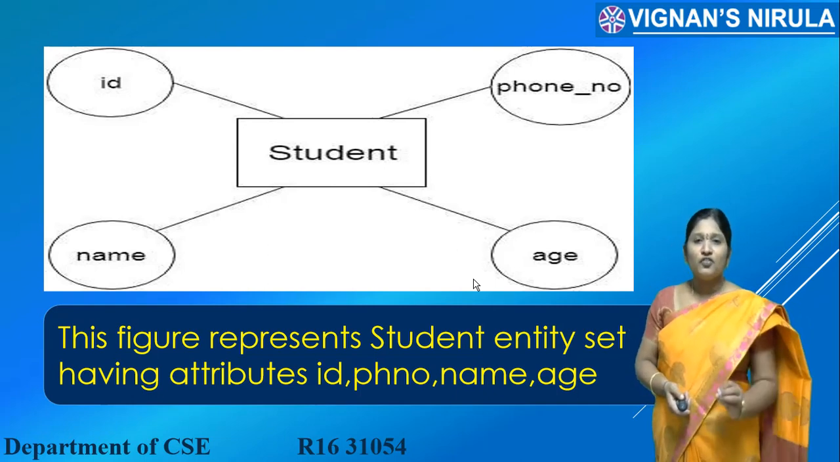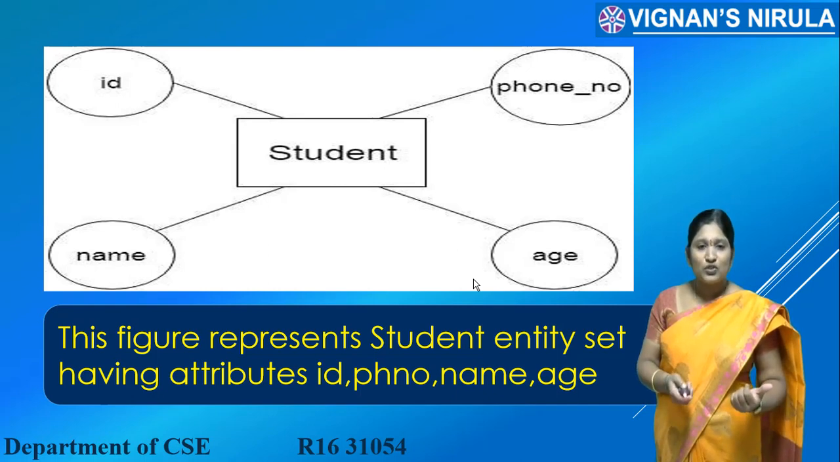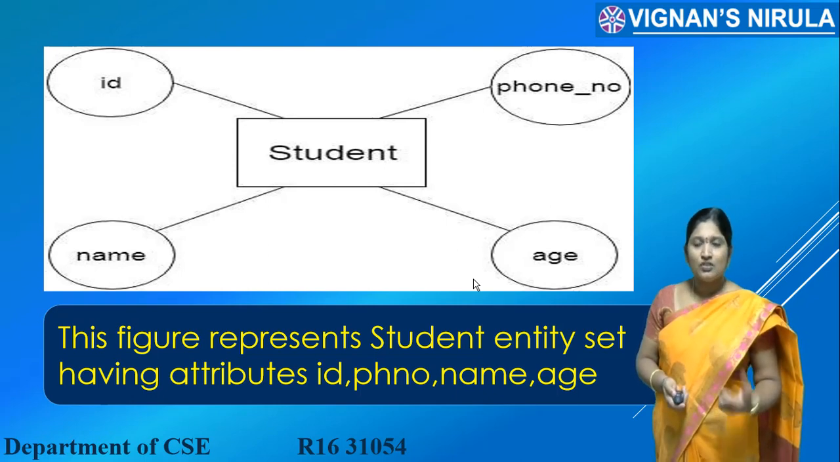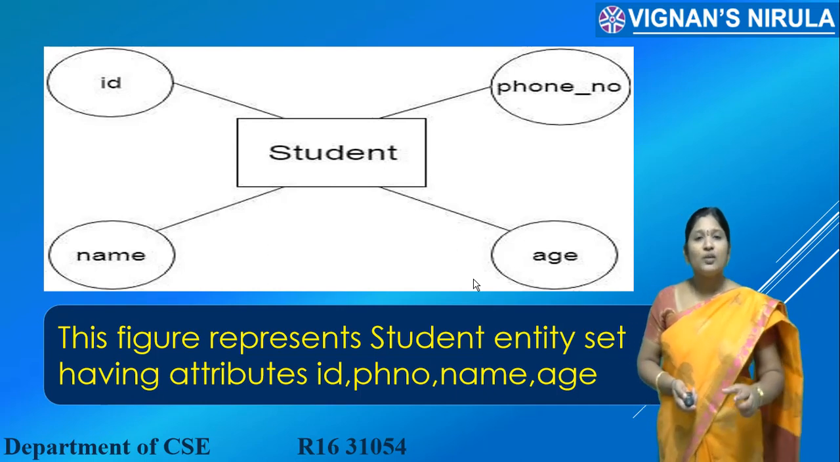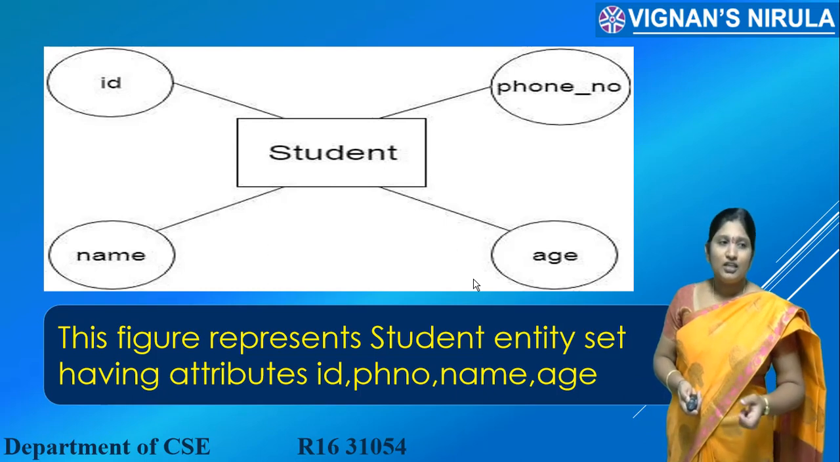That means, in brief, entity sets in the ER model can be depicted by means of a rectangle symbol with the name of that entity set written inside, and all the attributes of that entity set are drawn using oval symbols connected to that entity set by means of lines. So this is the way we model entity sets in the ER model.